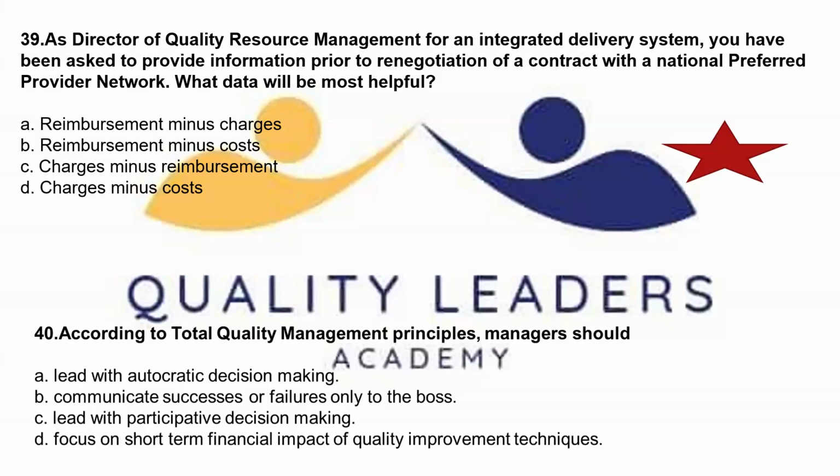So number 40. According to Total Quality Management or TQM principles, managers should: A, lead with autocratic decision making; B, communicate successes or failures only to the boss; C, lead with participative decision making; D, focus on the short term financial impact of quality improvement techniques. What's the best answer? Participative decision making. Yes, so it's letter C, lead with participative decision making.